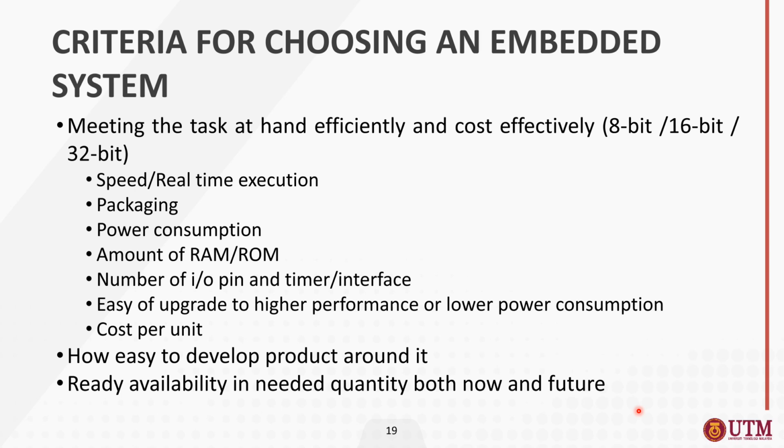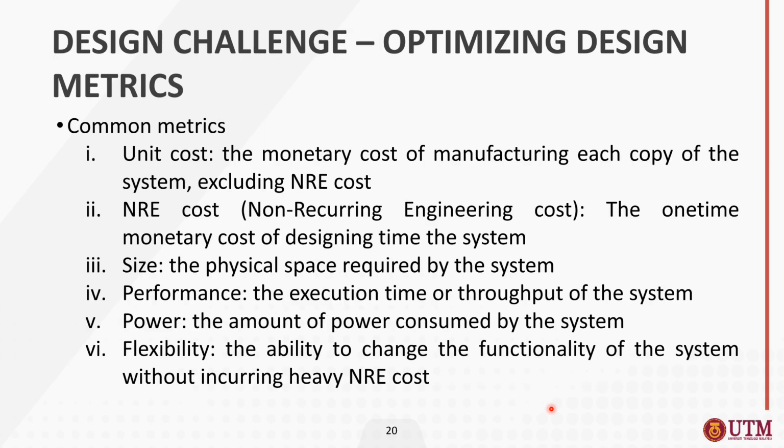so that you can just market it using the same system. For example, if you use Raspberry Pi 2, right now Raspberry Pi 2 is not sold anymore, right? So it is hard for you to duplicate the same system using the same embedded system. In that situation, you need to choose another controller, and when you use another controller, you need to develop again, right? So it is important to know the ready availability in needed quantity, both now and in the future, right?